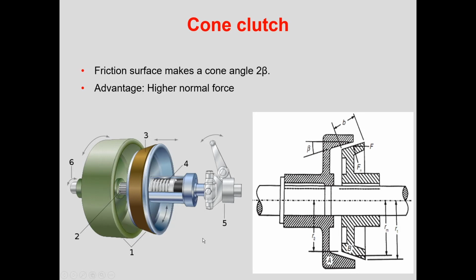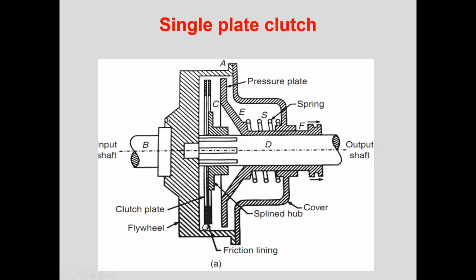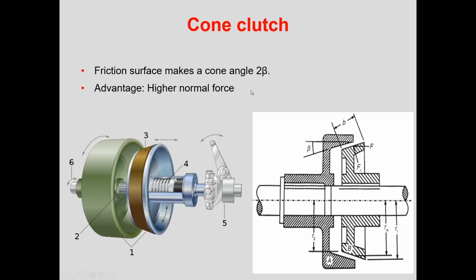Now sometimes, when a higher normal force is required, then cone clutches are used. In this one you can see that rather than having a straight friction disc, we have a conical friction disc, thus allowing a higher area. The construction is the same. This is the driver one, this is the friction disc, but rather than a single plate, we have a conical structure. So that is the difference between a cone and a multi-plate or single plate clutch. The advantage of this is that we get higher normal forces.